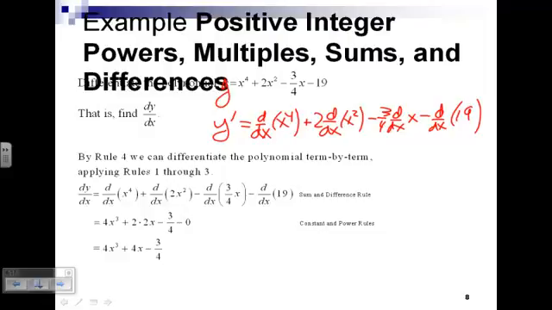In 1 or 2 days' time, you're going to skip the explicit writing out step, and you're just going to go right to the answer. You're already there? I'm already there. Okay. So, what is our y prime then? 4x cubed plus 4x. Why 4? Because it's 2 times 2 times x.